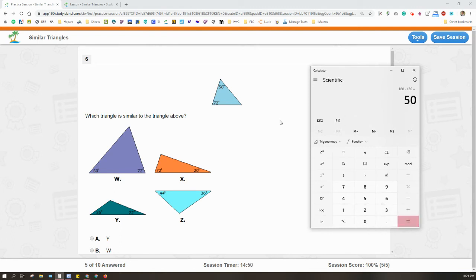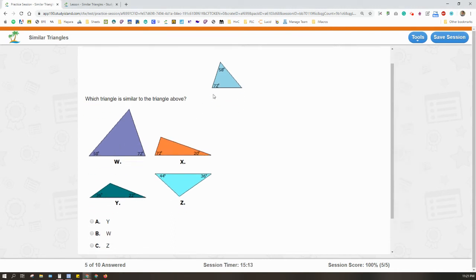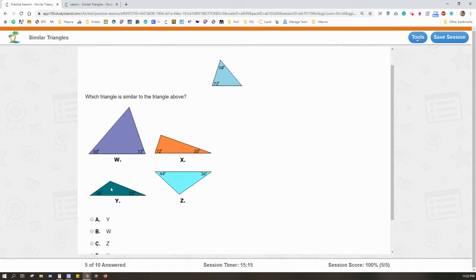So what we're going to do is find a triangle that has 2 of those 3 measurements, 72, 58, and 50. And which of these triangles has 2 of those? W has a 72 and a 50. So 72 and 50 will match up with the 72 and 50 of this triangle, which means they are similar by the angle criterion. 72, 50, we get 2 angle pairs that match up. You are money.